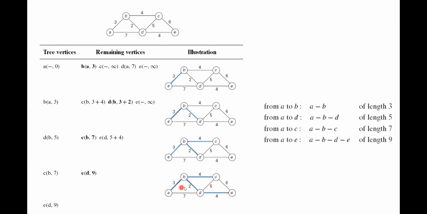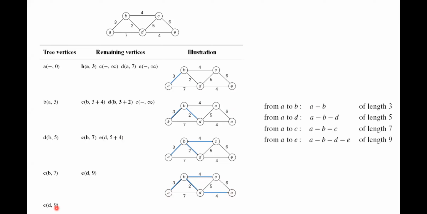Am I having any other better path? This is 7 plus 4, this is 11. This is 3 plus 4 plus 6, this is more than 9. So of course I am not having any better path than A to B, B to D, D to E, that is 9. So this node is considered with 9.